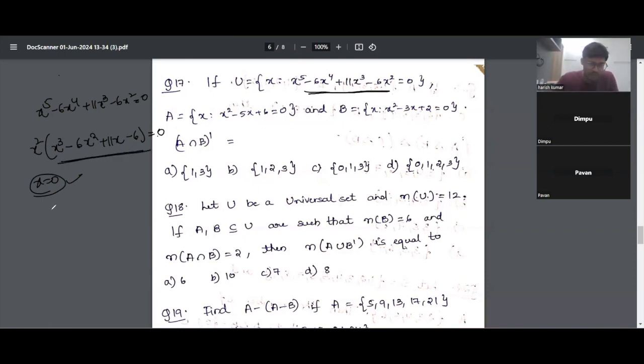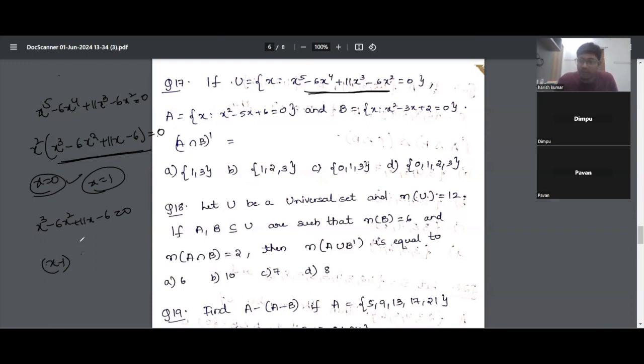Now I have to check for this. So x cube minus 6x square plus 11x minus 6 equals to 0. If we observe carefully, x equal to 1 is a factor. Why 1? If I substitute 1, this will be 1 minus 6 plus 11 minus 6. So 11 plus 1 is 12, 12 minus 12 is 0, right? So x equal to 1 is a solution. That means x minus 1 is a factor. Right?